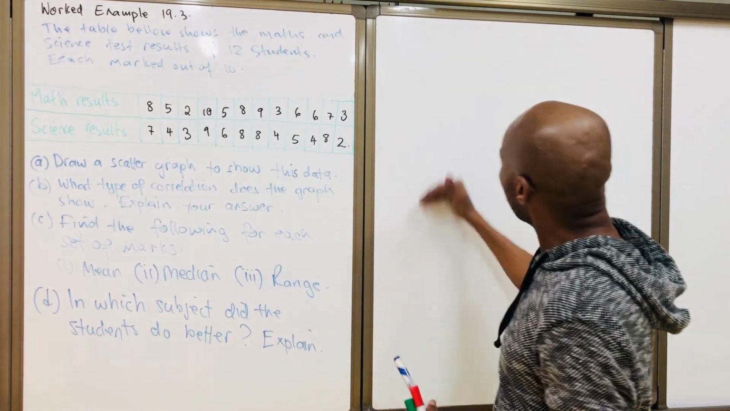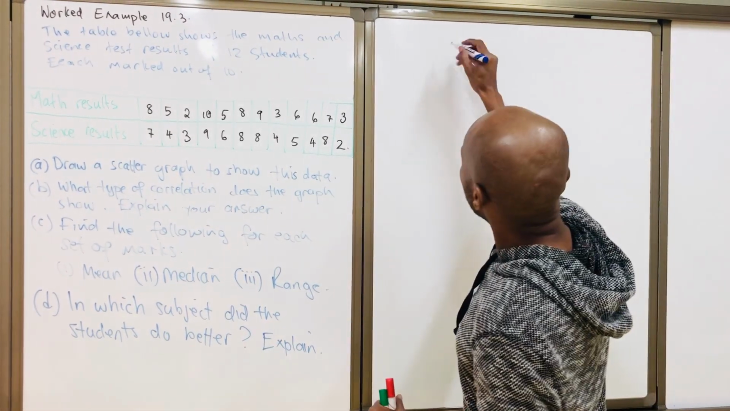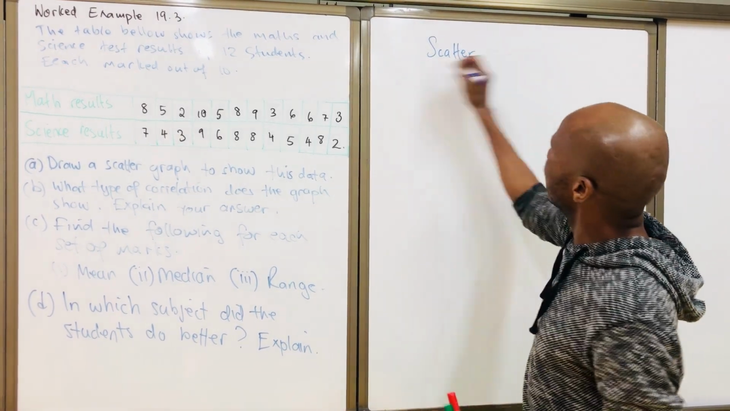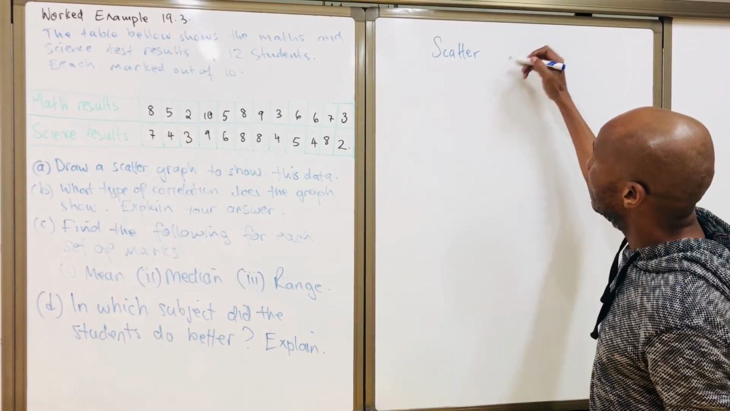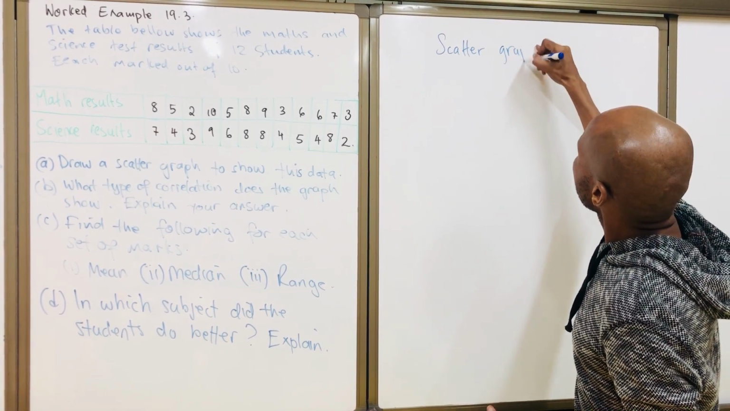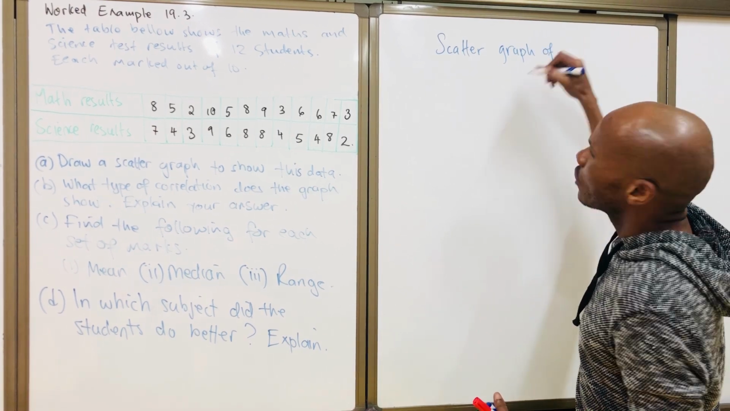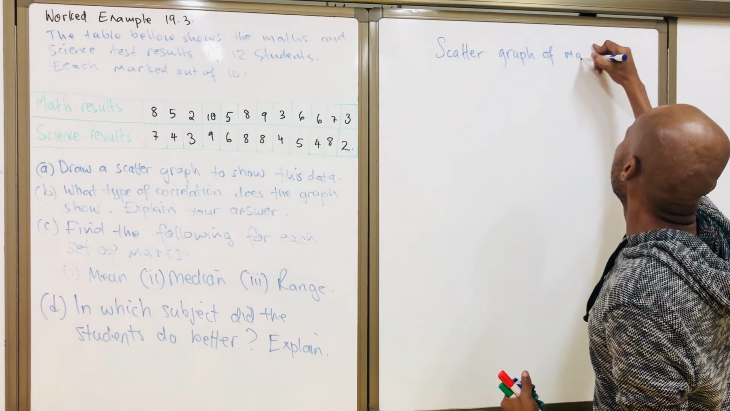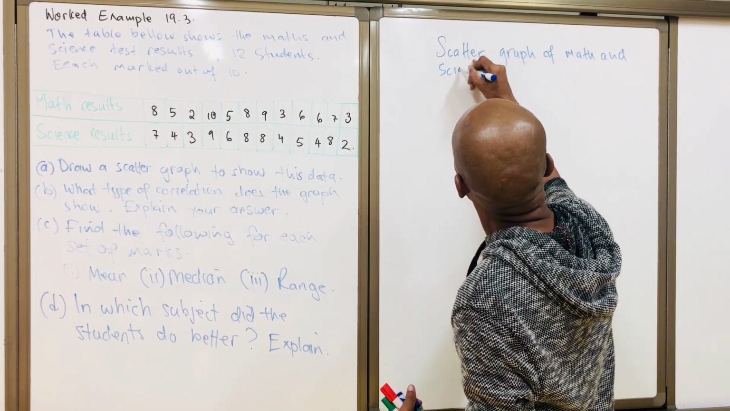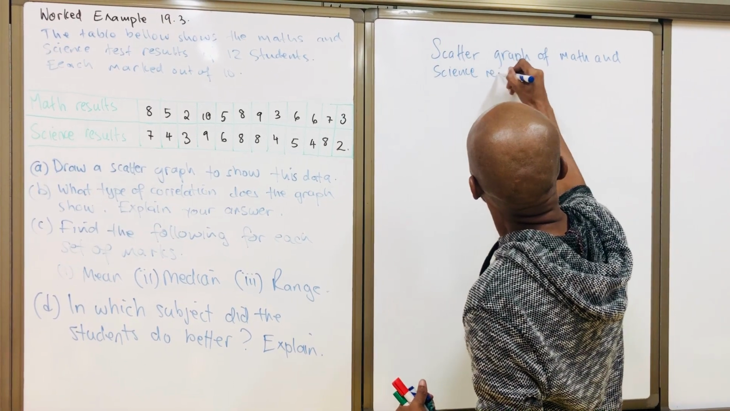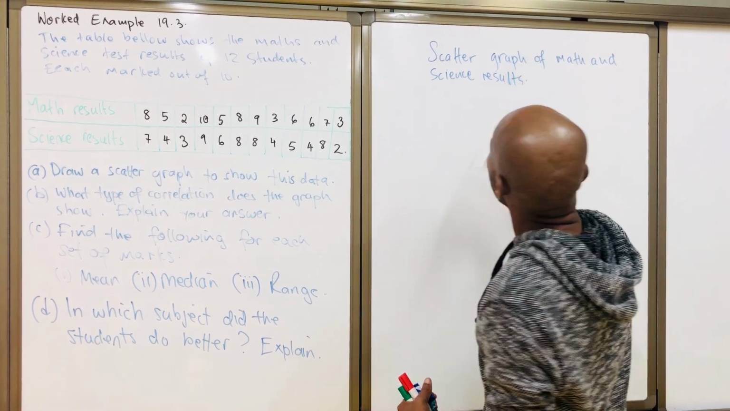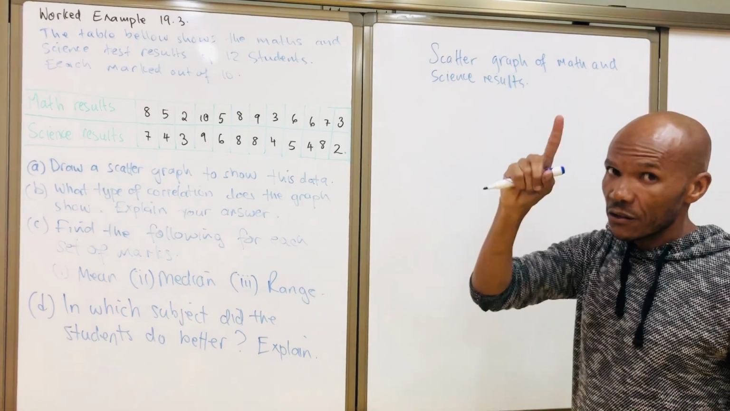So I'm supposed to draw a scatter graph. But first of all, let me just start with my heading. That's the first thing that we're going to look at. So the heading says scatter graph of, I would say, math and science results. Okay, so that's your heading, number one.